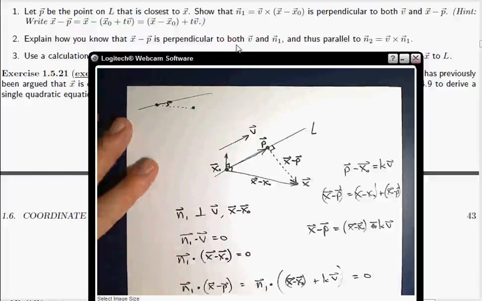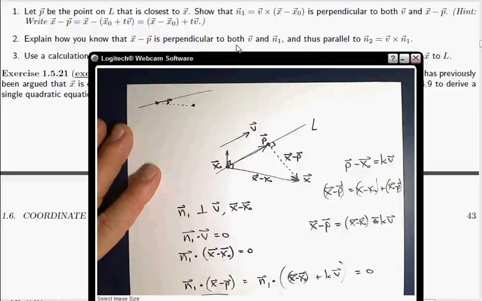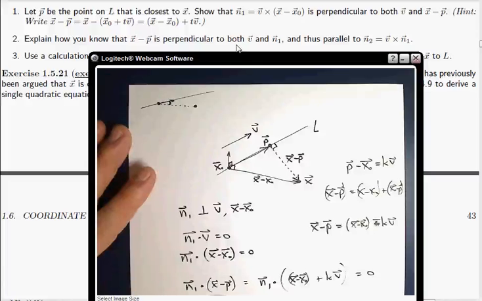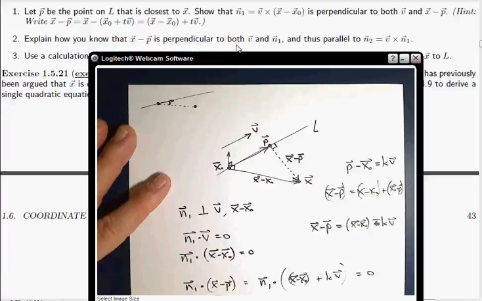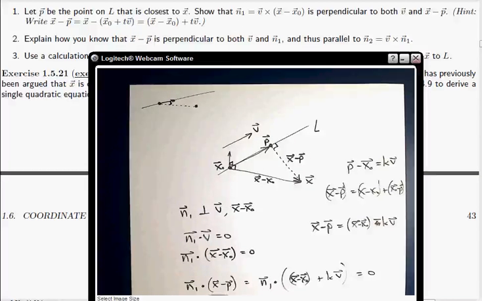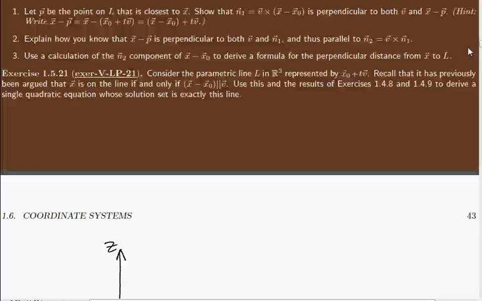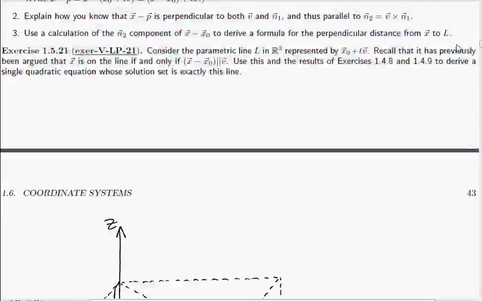So now we know that x minus p, in being perpendicular to both of these things, is parallel to their cross product, v cross n1. And then we're calling this n2. All right, let's see the last part of the problem here. Let me scroll a bit.